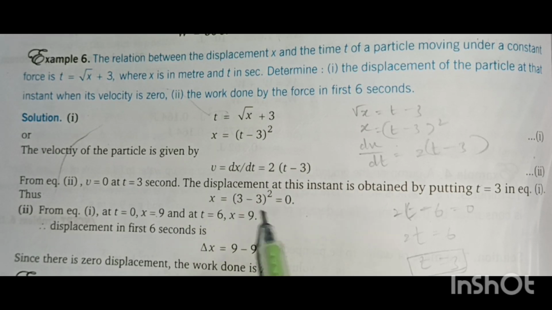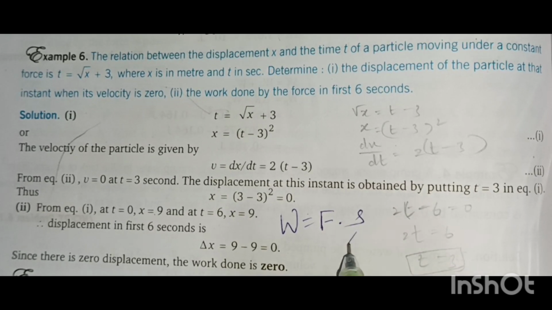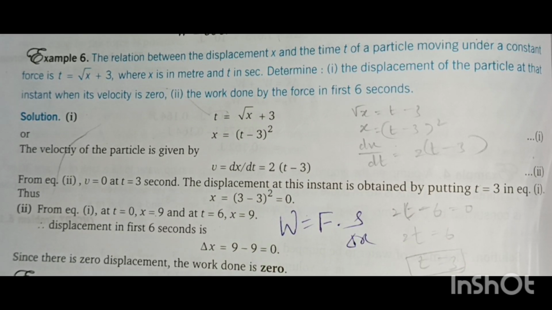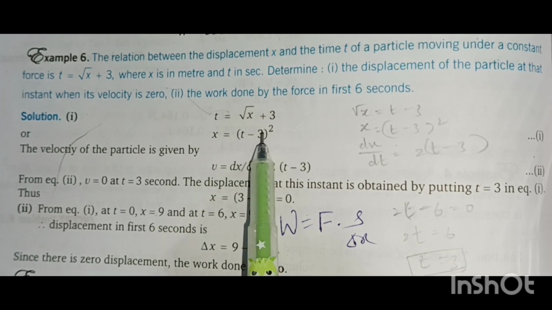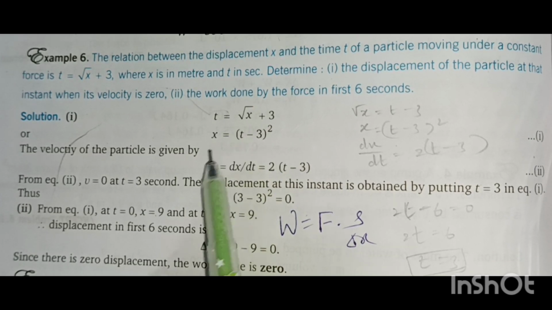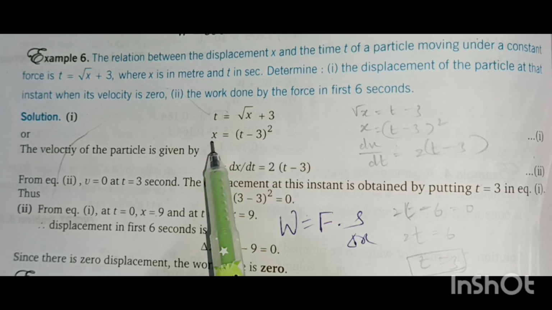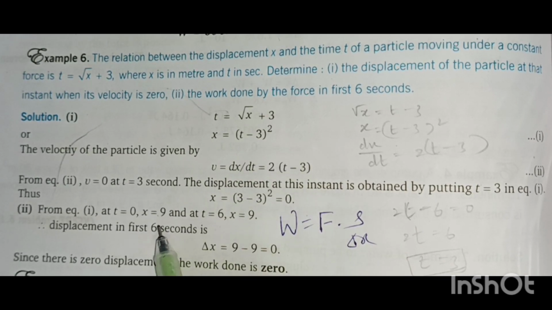So what is the value of work done? Work done is equal to force into displacement, so this is delta x. Now for 0 to 6 seconds, you have to take x is equal to (t minus 3) whole square. Now substitute t equals 0. Now what is the value of x? x is equal to (0 minus 3) whole square, that is 3 square. What is that? It is 9 only.